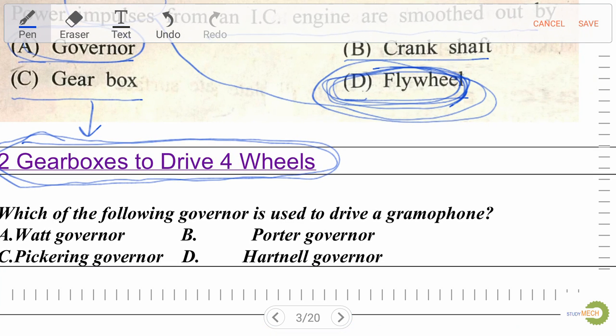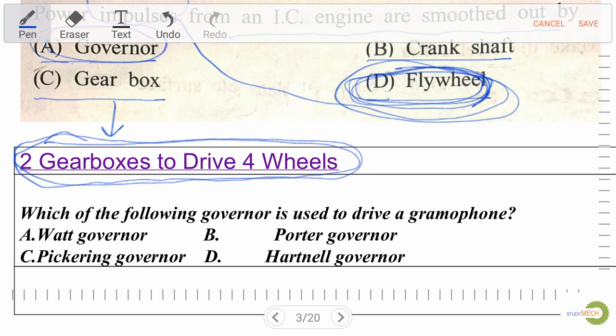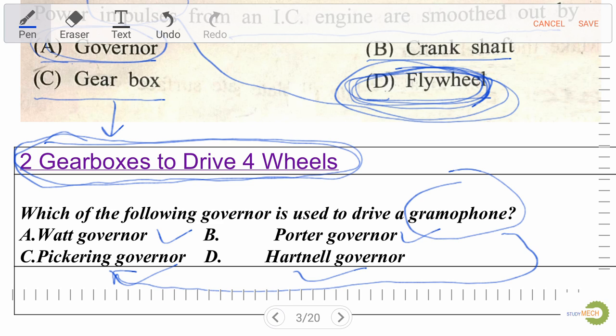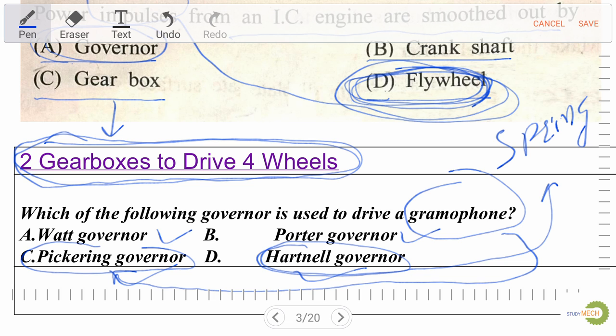And also let's check one MCQ regarding governor. Which of the following governors is used to drive a gramophone? Option A Watt governor, option B Porter governor, option C Pickering governor, and option D Hartnell governor. Our right answer is option C Pickering governor. Pickering governor is used to drive a gramophone. Now the Hartnell governor is also known as a spring loaded governor, always remember.